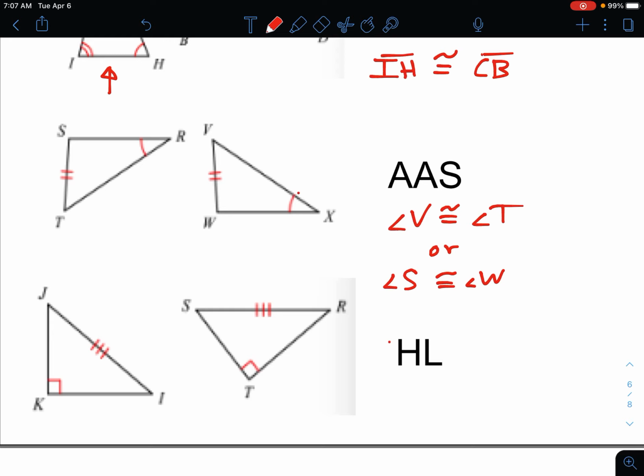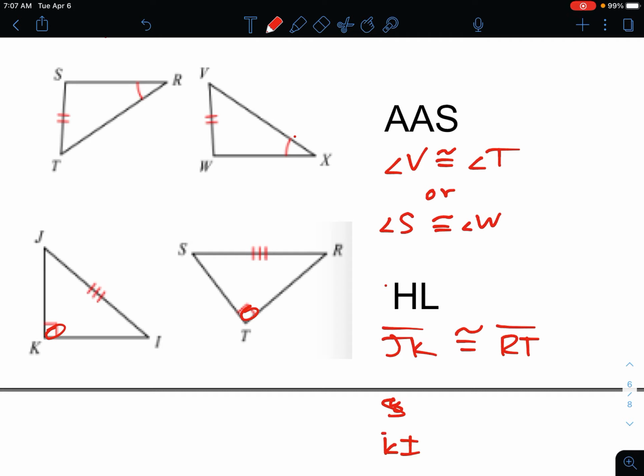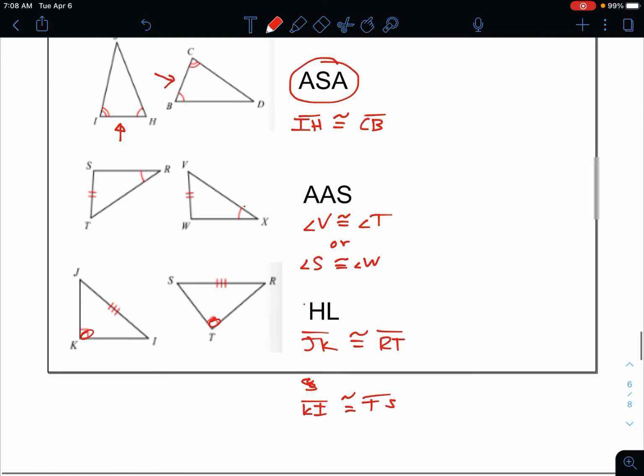All right. HL theorem. The checklist for HL starts with 90 degrees. Got the 90 degrees, that's good. JI and RS, is that the hypotenuse or is that the leg? Good answer, those are the hypotenuse. So that means we have to have a leg, so we would either need JK congruent to RT, or we would need, what do I have? JK, so I need KI congruent to TS.